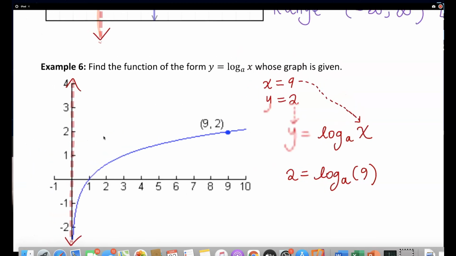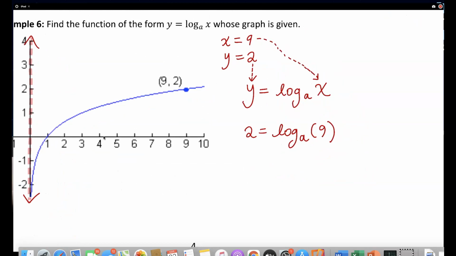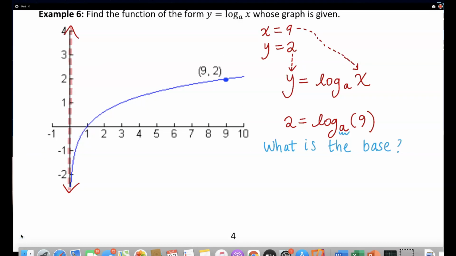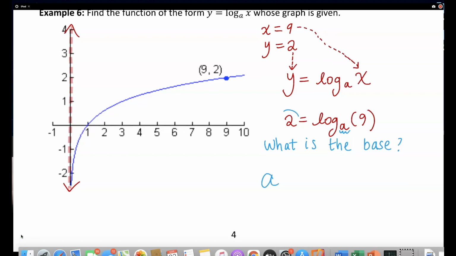How about we rewrite this in exponential form? Okay, so what is the base? The question that I should ask is, what is the base of the exponential form? And the base here is the log base, isn't it? It is a. So this a, I'll write this as a to the, what power? Second power. A to the second power equals 9. So when I rewrite this in exponential form, it's clear to me what is a.